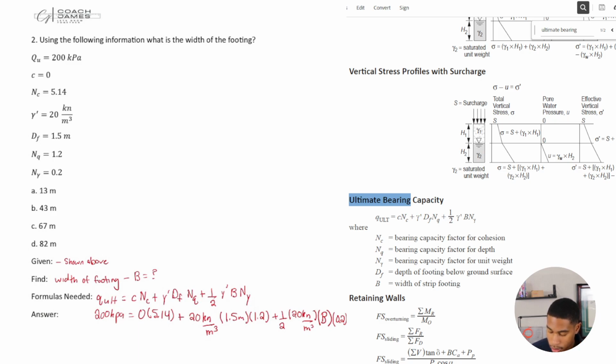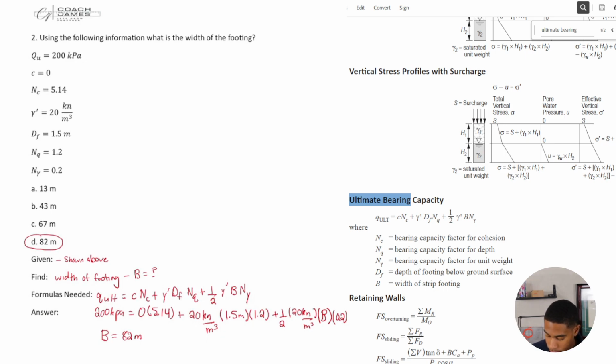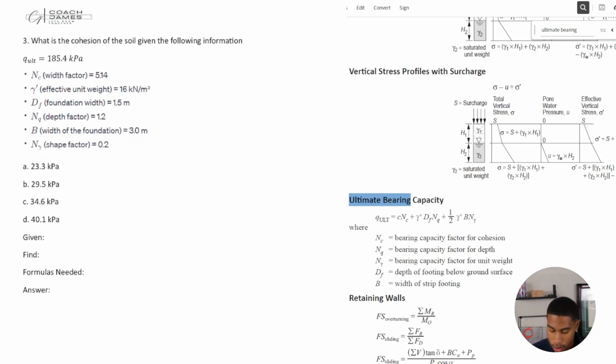Okay. So now, once you move everything, adjust everything over to the other side, you're going to be left with B equaling roughly 82 meters. That's your unknown, right? So answer is D. All right. Let's look at number 3.